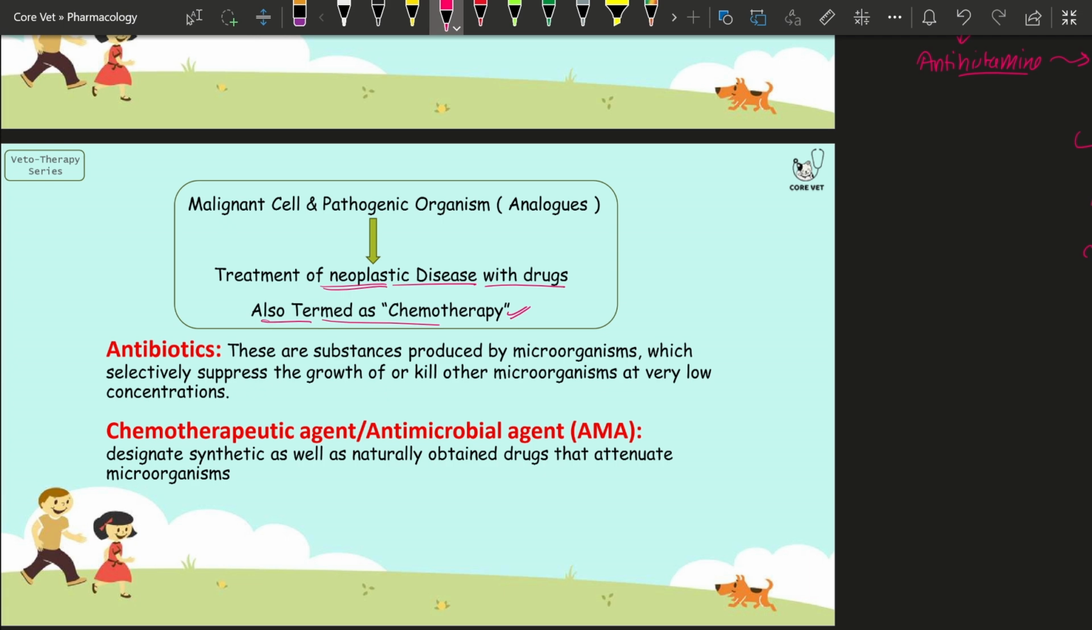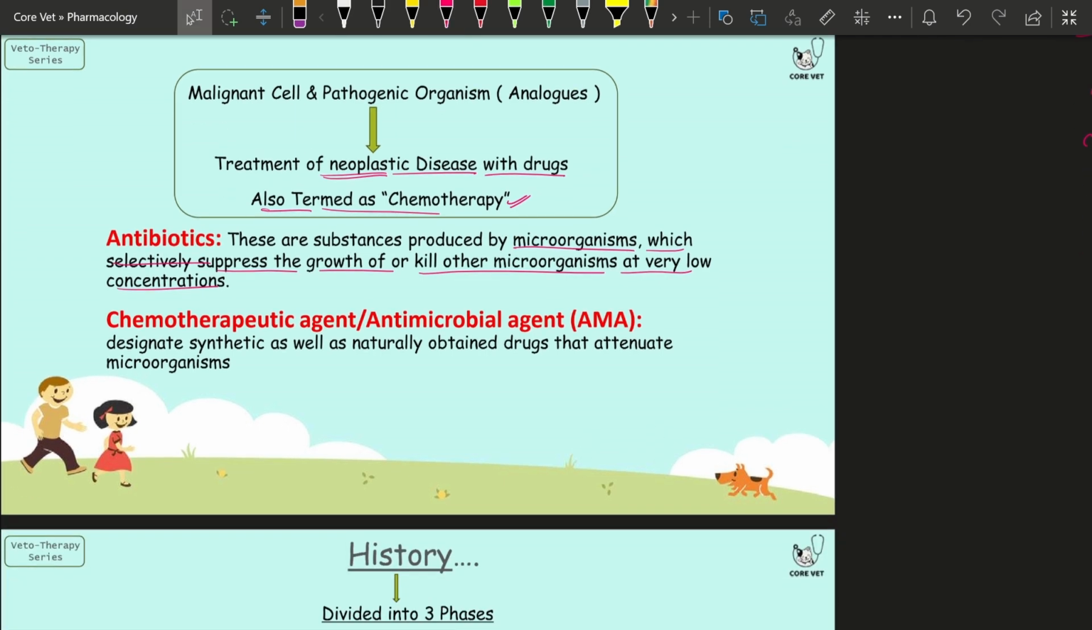So what are antibiotics? These are substances produced by microorganisms which selectively suppress the growth of, or kill, other microorganisms at very low concentration. So antibiotics are substances obtained from microorganisms to counteract the effect or growth of, or to kill, other microorganisms. That's what antibiotics are. They are produced by microorganisms to counteract the effect of other microorganisms at the very low concentration that we suspect.